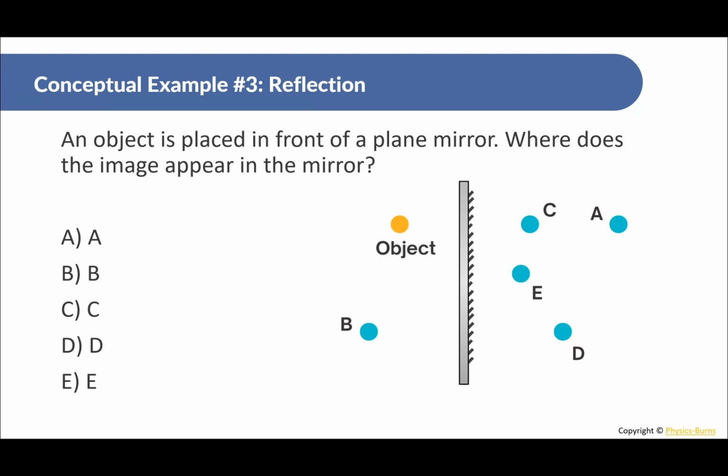An object is placed in front of a plane mirror. Where does the image appear to be in the mirror? Like we talked about last time, the distance of the object is going to be the same as the distance of the image. So in that case, it's going to be C. And that's pretty much it.